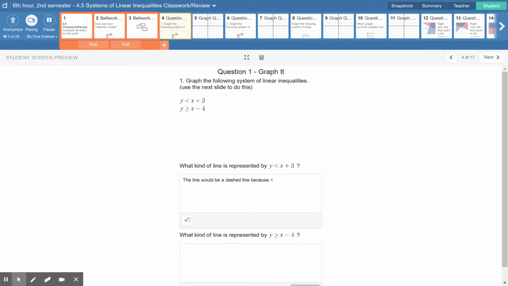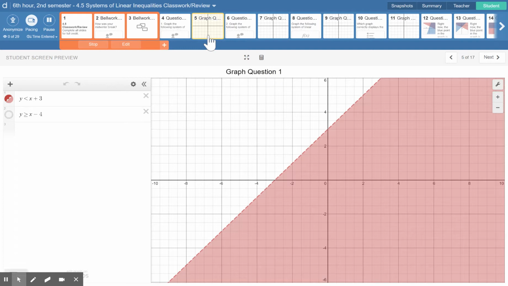So here it says graph the following system. Y is less than x plus 3. So the line would be dashed because of the less than symbol. So let's double check. If you noticed, if you graph this, it actually plots a dashed line for you. So that is like an open circle. Any ordered pair on that line would get you a false statement because it's just a boundary.